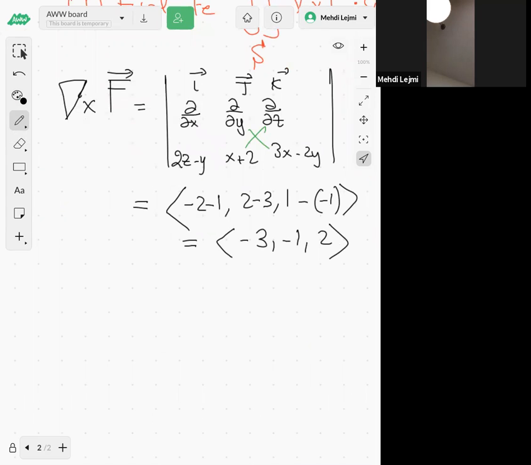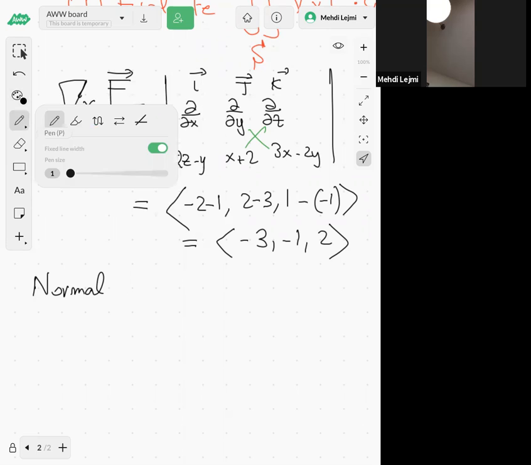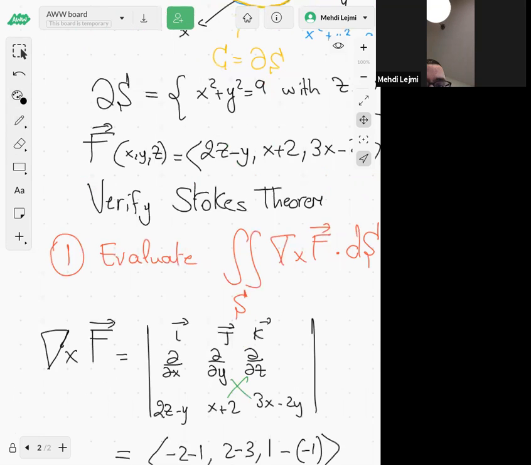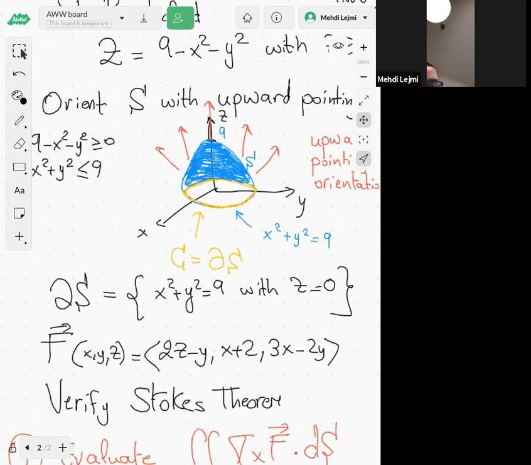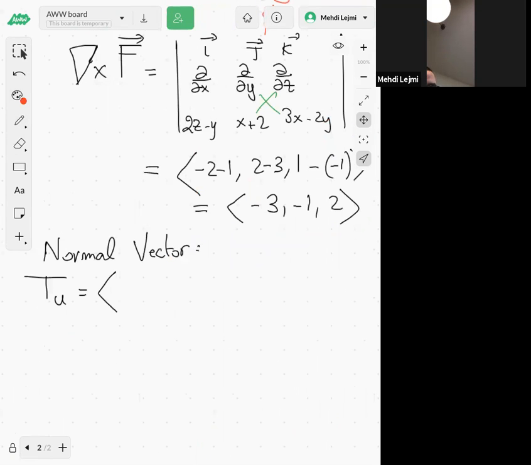Now we have to compute the normal vector, the orientation of the normal vector. Oh, we didn't parameterize S. I forgot to parameterize S. Did we? No, we didn't. Okay, so we need to parameterize S.